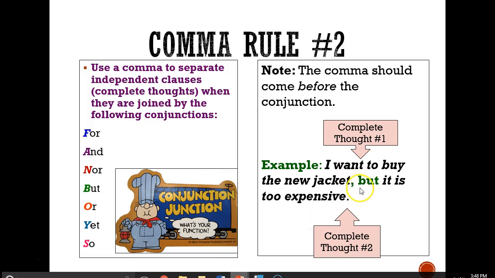Some of you, when you're using these, you put the comma after the conjunction, and that is not the proper placement for it. So make sure that the comma goes before the conjunction. And you will see that there's 2 complete thoughts or 2 independent clauses. I want to buy the new jacket, but it is too expensive. So I want to buy the new jacket, and it is too expensive are 2 sentences that can stand alone, but they are connected by the conjunction but in this sentence. So make sure that you have the comma rules written down for for, and, nor, but, or, yet, so, and the fact that the comma comes before the conjunction, not after.